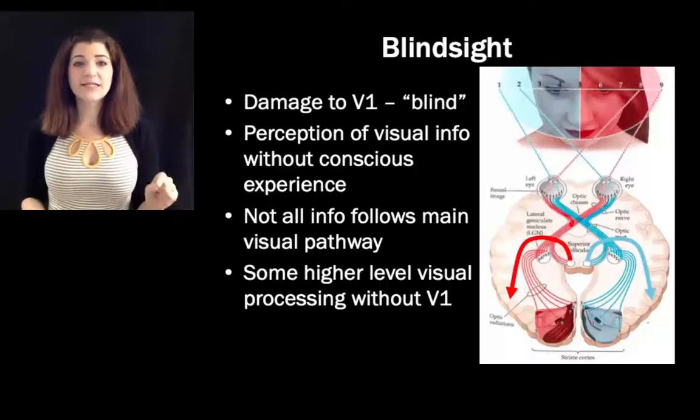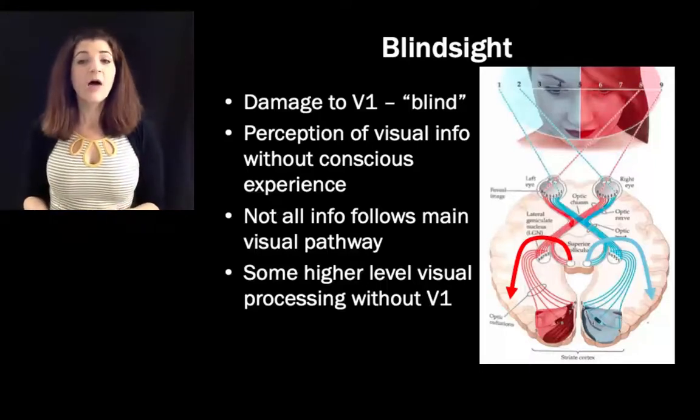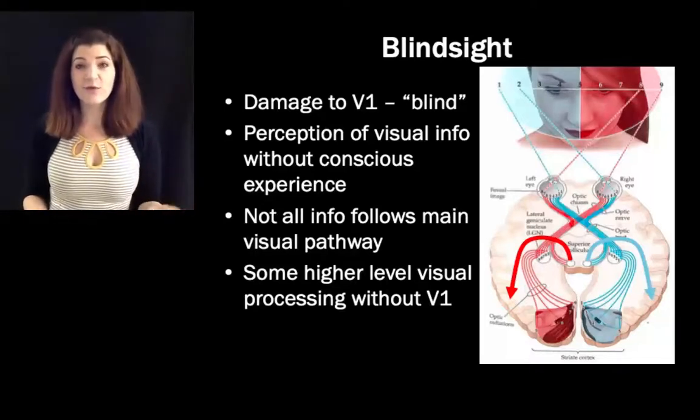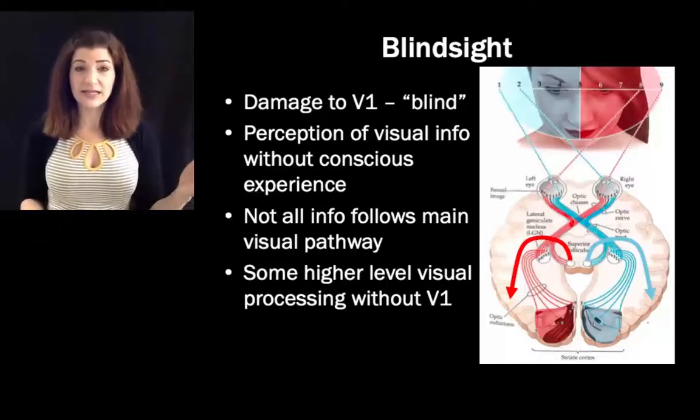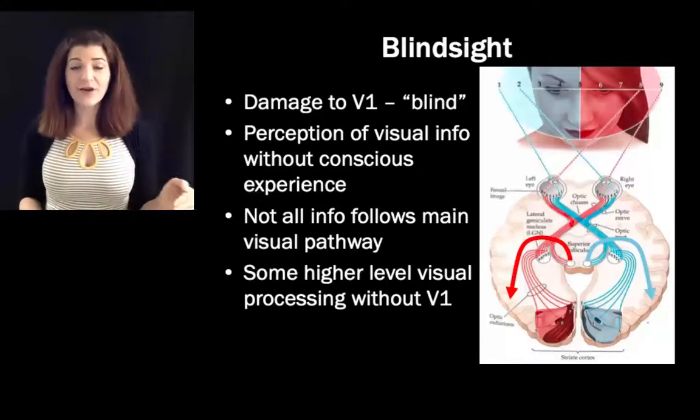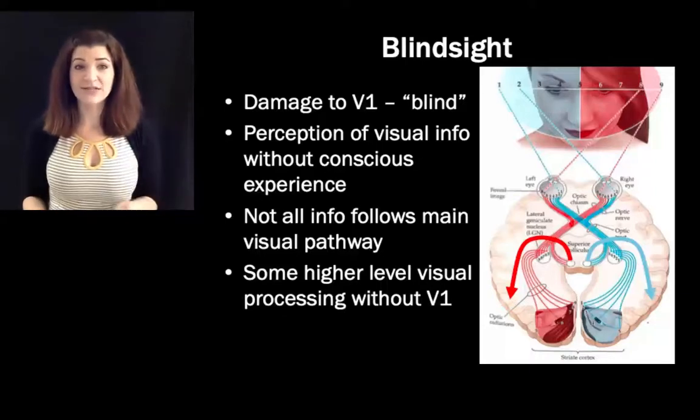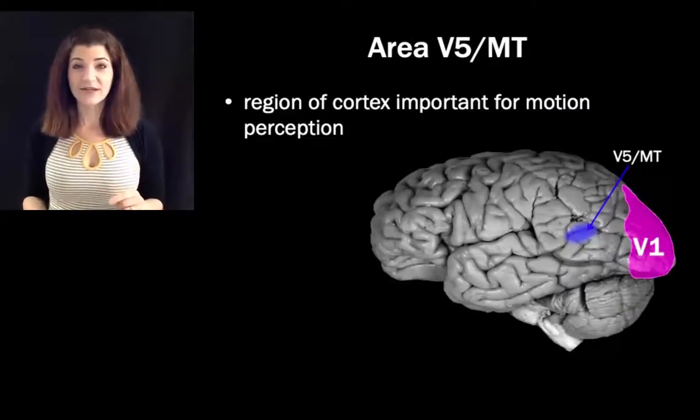So V1 seems to be critical for the conscious experience of visual processing, but we can have some unconscious awareness of the visual information, even if V1 is damaged, because the information is going from superior colliculus and avoiding V1 altogether to get to those higher order processing regions. All right, let's keep moving.